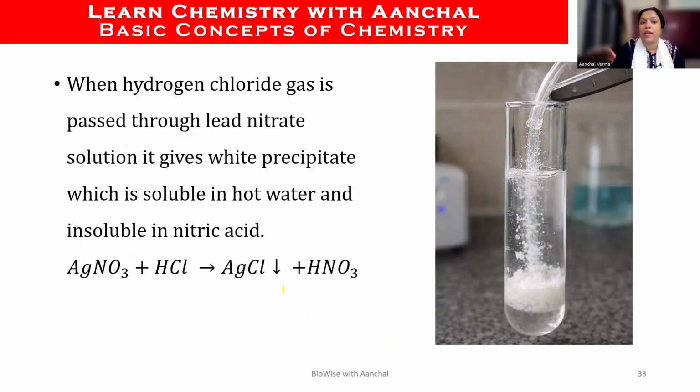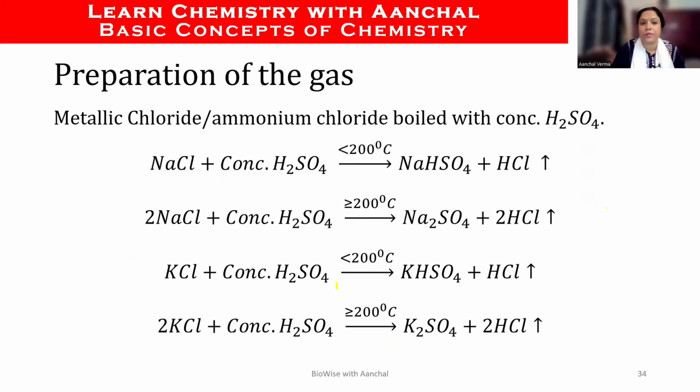When hydrogen chloride gas is passed through lead nitrate, you have the formation of a white precipitate, which is soluble in hot water and insoluble in nitric acid. Here also it is insoluble in nitric acid and it is soluble in hot water. You take out the precipitate, put it in hot water, it will get dissolved. So this is again a test for HCl gas.